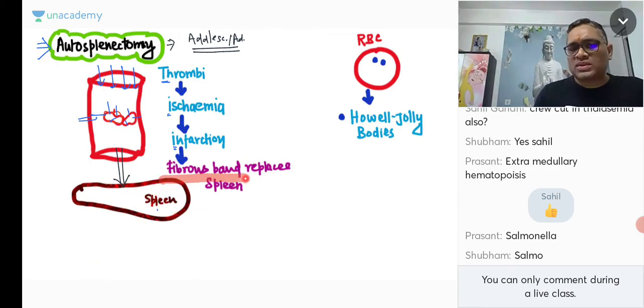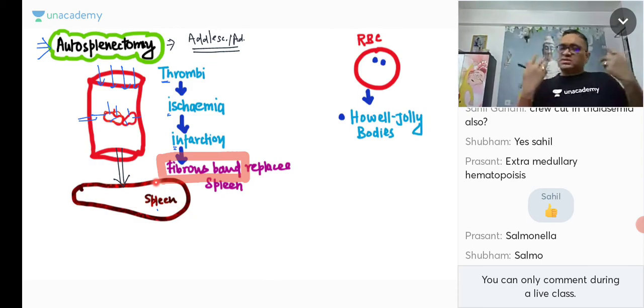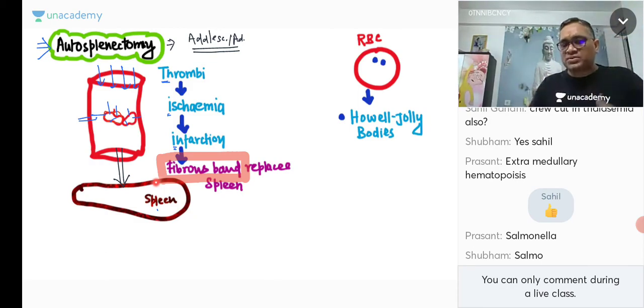But now what is happening? There is no spleen; now there is a fibrous band. So understood, the graveyard is gone. What will happen in the end? This will be giving a feedback to the bone marrow. Bone marrow is still producing more RBC, and because of that, there will be dyserythropoiesis.